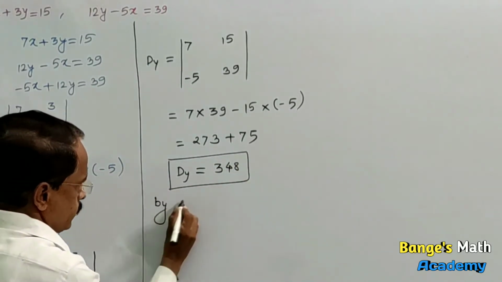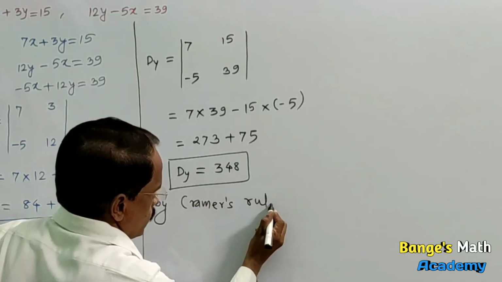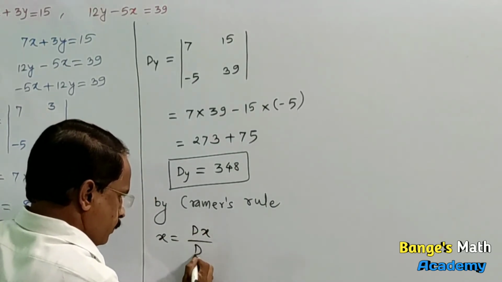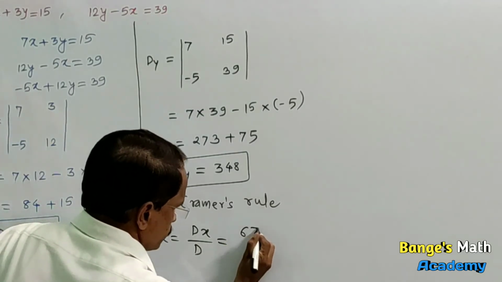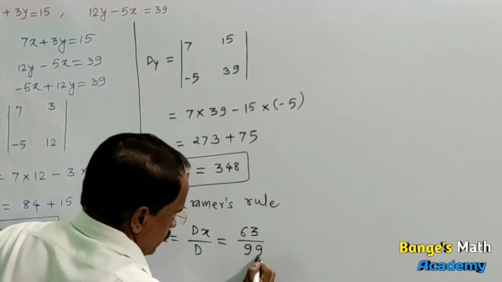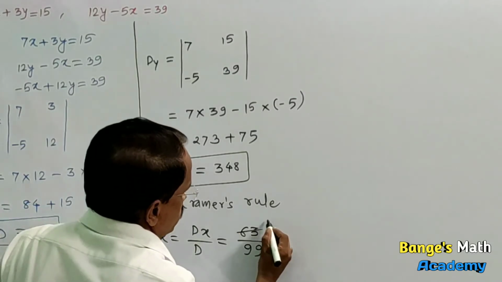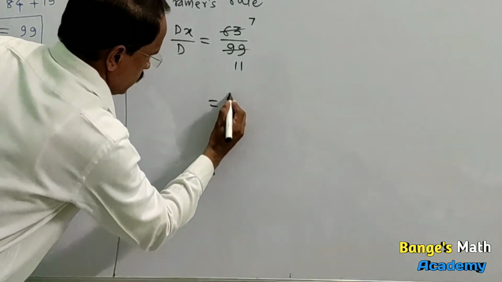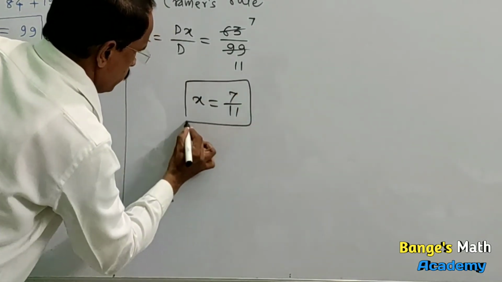Then by using Cramer's rule, x is equal to dx upon d. Dx is 63 upon d, 99. Simplify this. 9 7s are 63, 9 1 is 9, 9 1 is 9. Value of x is 7 upon 11.